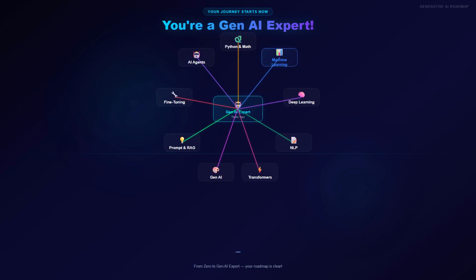The best way to learn is by building. Start a project today. Build a RAG chatbot, fine-tune a model on your data, or create an AI agent. The tools are free and accessible.